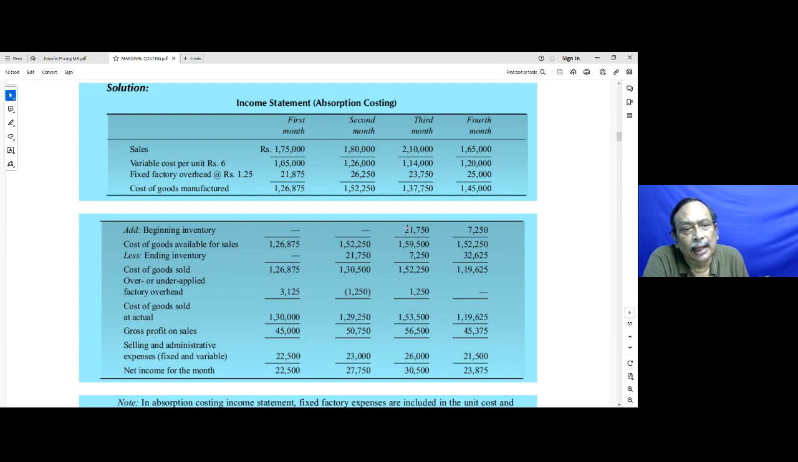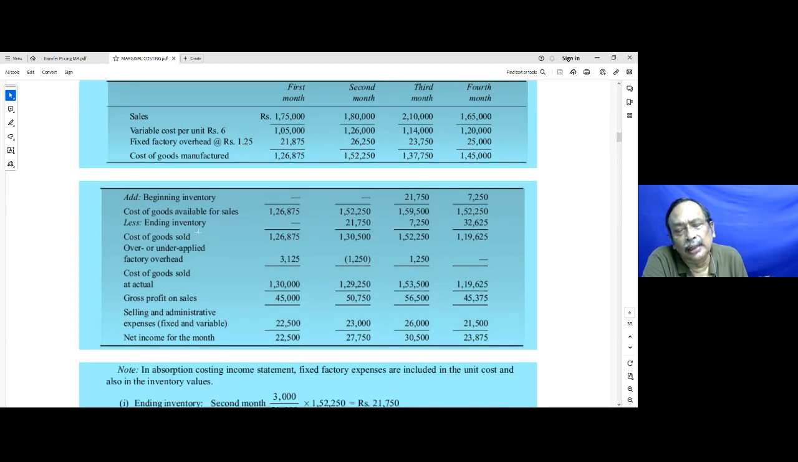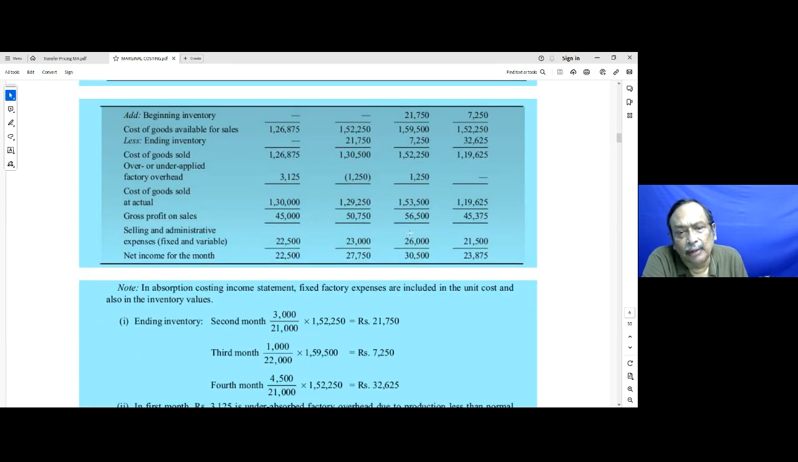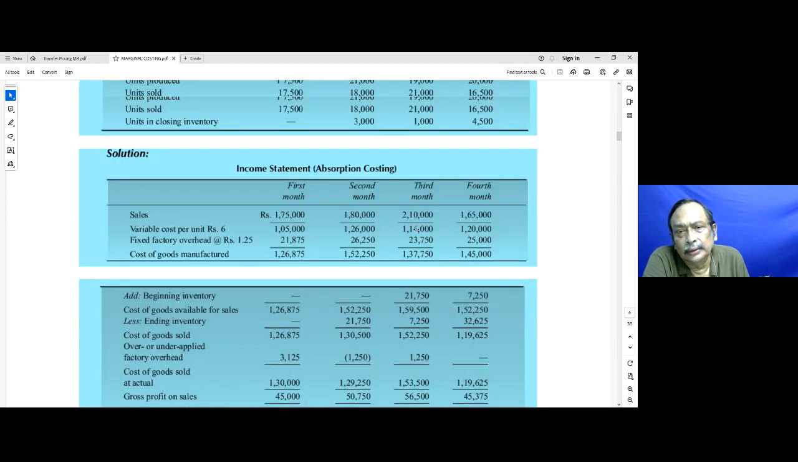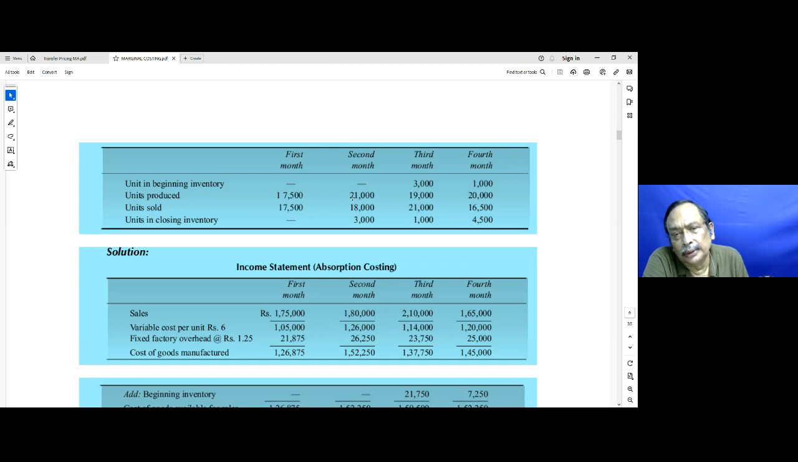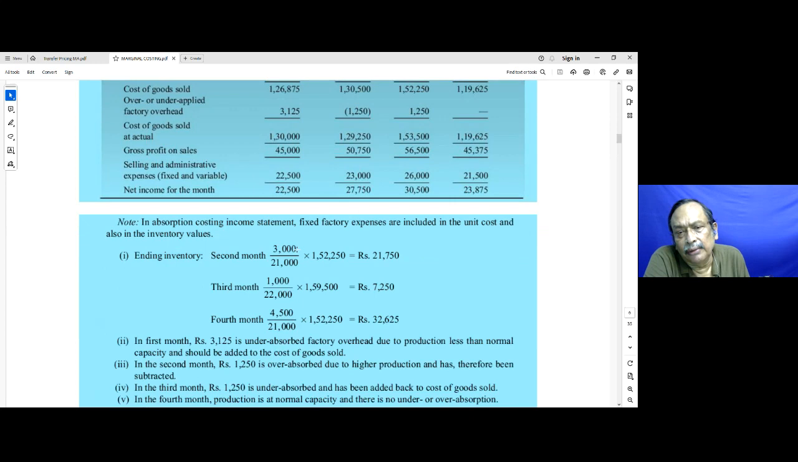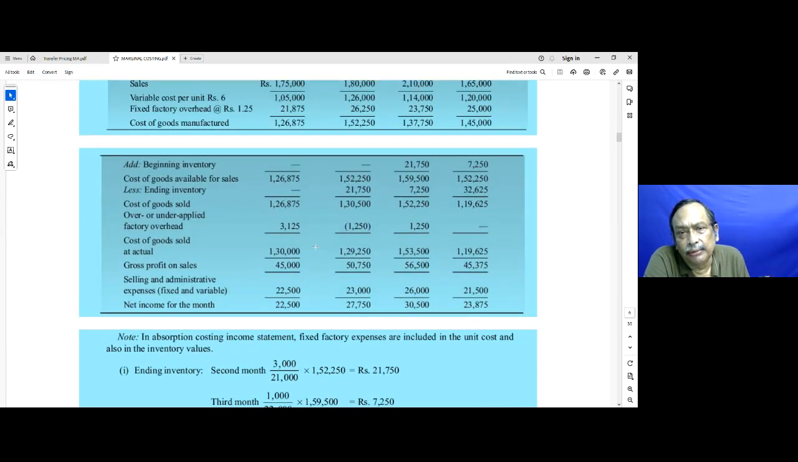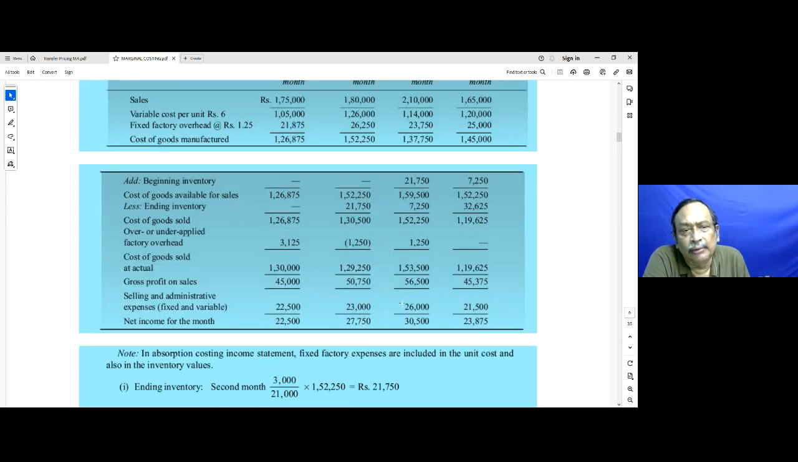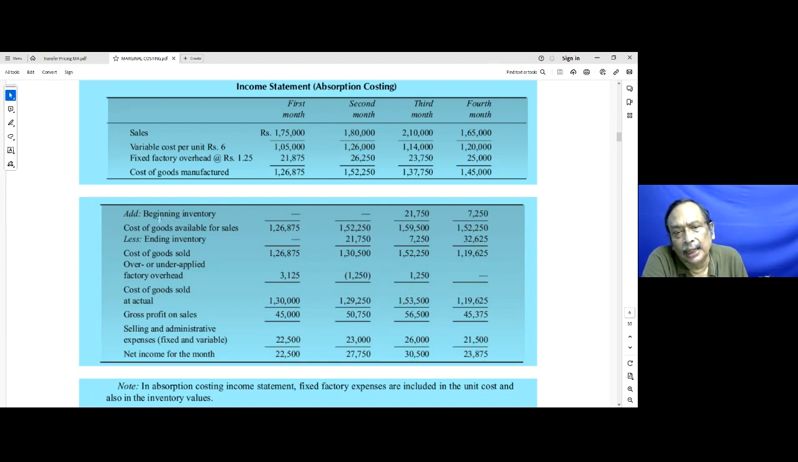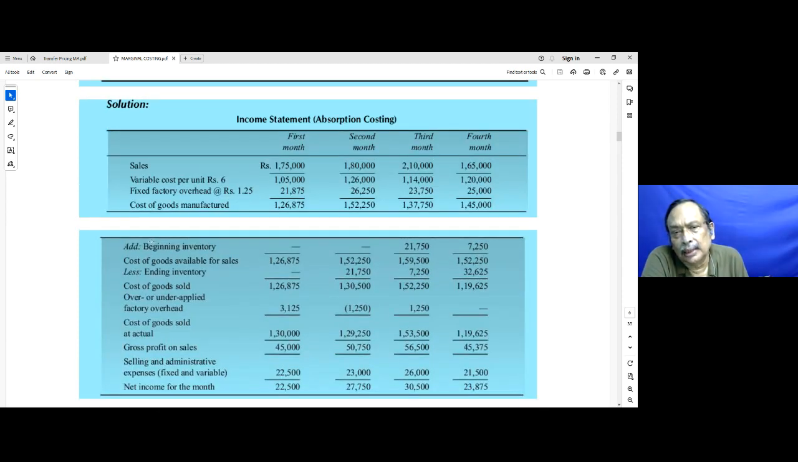Now here we have actually deducted ending inventory as 21,750. How do you get ending inventory? You see, 21,000 produced, 18,000 sold. So definitely 3,000 units in closing inventory. So 3,000 divided by 21,000 into 1,52,250, we get 21,750, and that 21,750 we have written under ending inventory. Hope it is clear. Now we are coming to third month.